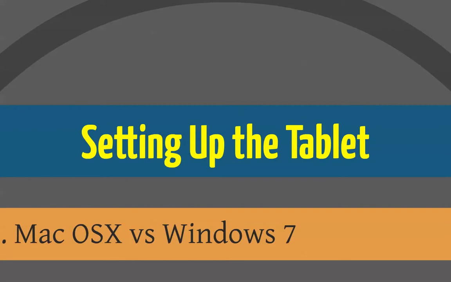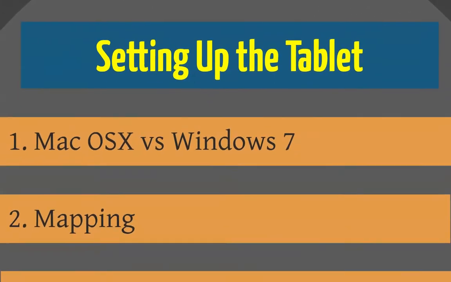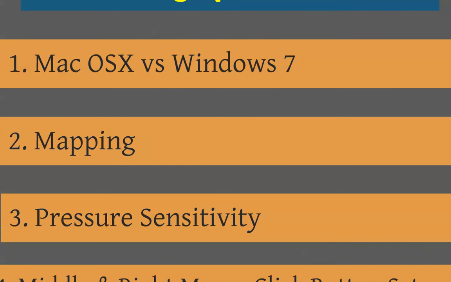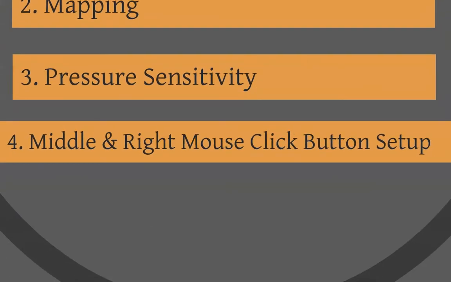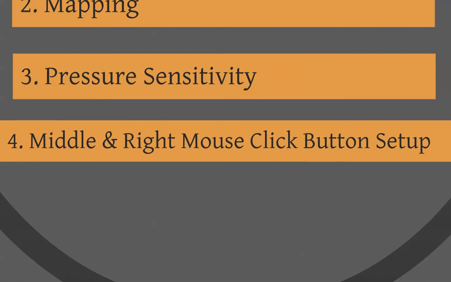So the first thing I'm going to talk about is setting up the tablet. I'll be using Mac to do this, but I'll talk about how to do it on the Windows side verbally. I'm going to talk about the importance of mapping your tablet, how to check for pressure sensitivity, and then the very important middle and right mouse click button setup, which is very weird to get used to at first, but you do need that when you are navigating around Mudbox because it does function as Maya does. So let me go ahead and get started on that.